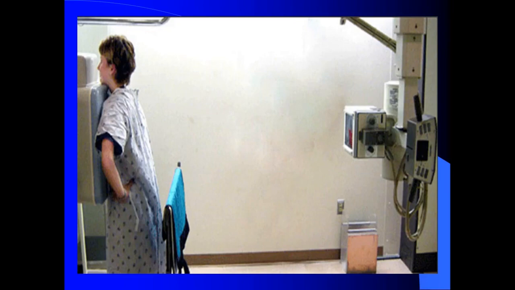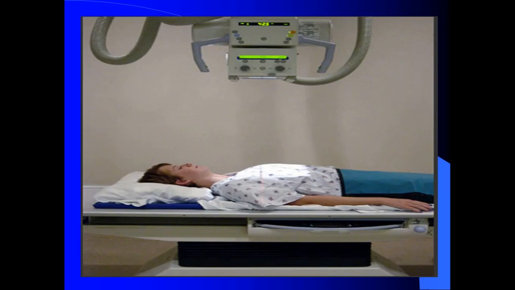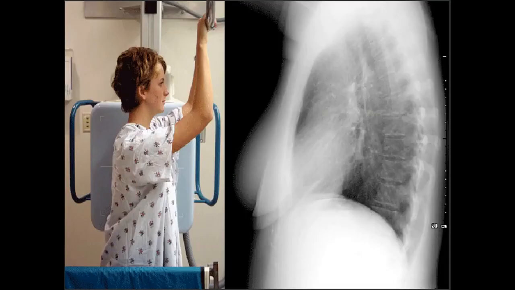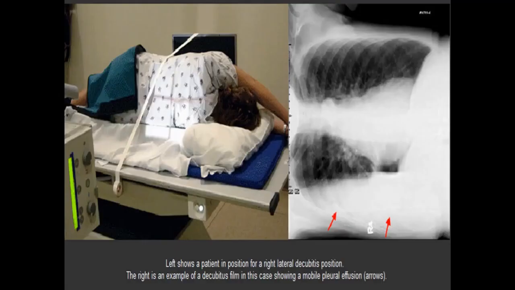This is the chest X-ray, the standard posterior anterior view, and this is the AP view for a patient who is immobile or in the ICU. This is the lateral chest X-ray, and this is the right lateral decubitus.